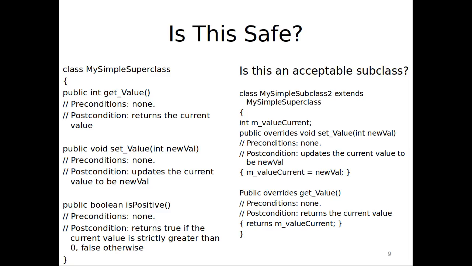Okay, isPositive. And I propose to create a subclass of this that overrides setValue and getValue to sort of keep track of it myself in the subclass. And the question is, does this subclass adhere to the Liskov substitution principle? In terms of the promises made by the subclass, is there any problem with this from the standpoint of the Liskov substitution principle?